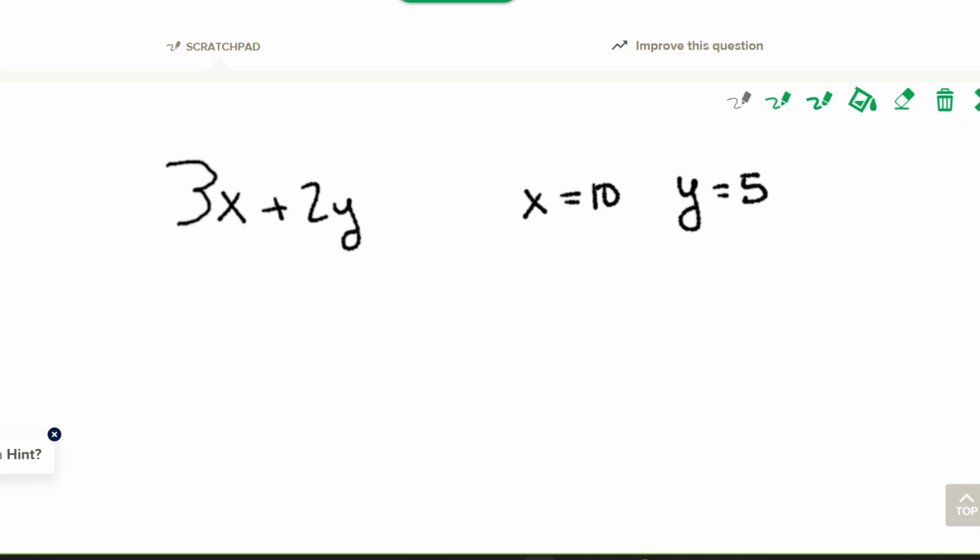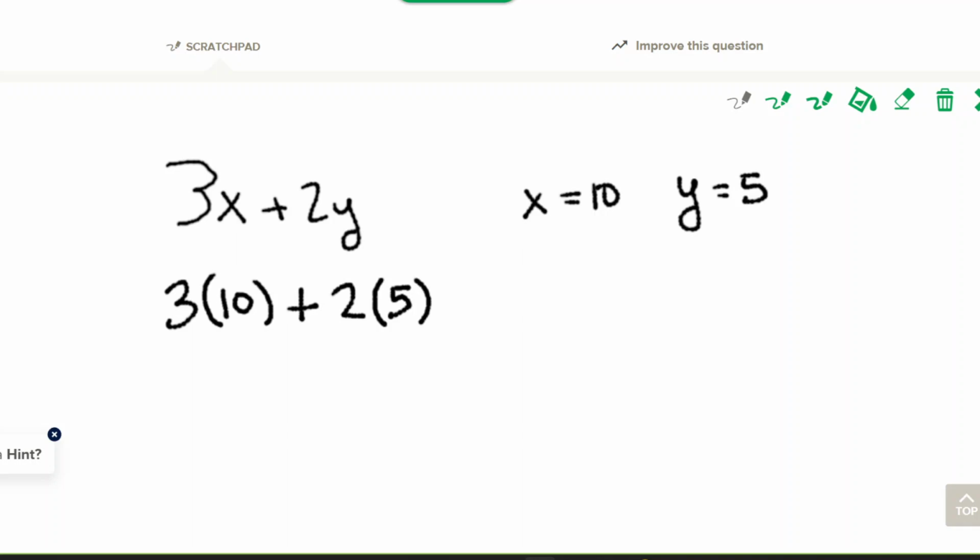So I make the substitution, put in 10 for x, so 3 times x becomes 3 times the number 10. And if I were you, I would get in the habit of putting parentheses around things that you replace. So the x is replaced by 10, I put parentheses around it. And then plus 2 times the number y, which was 5. So now I have 3 times 10 plus 2 times 5.